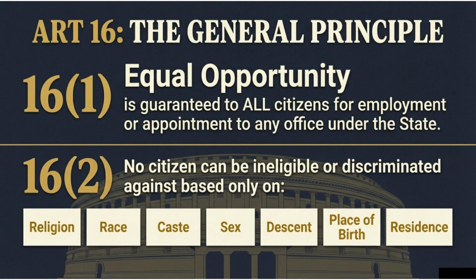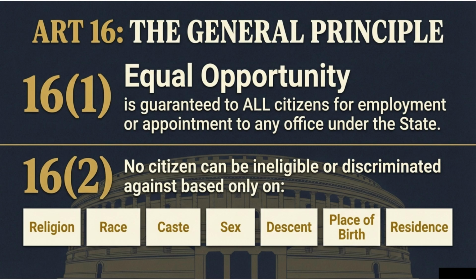Article 16 has two core clauses to start with. Clause 16.1 guarantees equal opportunity to all citizens in matters of employment or appointment to any office under the state. The words "all citizens" are important here. This is a citizens-only right, just like Article 15. Clause 16.2 then lists the specific grounds on which no citizen can be made ineligible or discriminated against. Those grounds are religion, race, caste, sex, descent, place of birth, and residence.